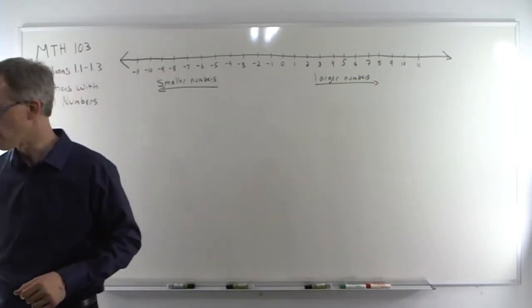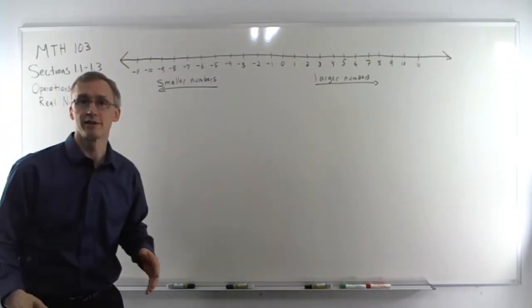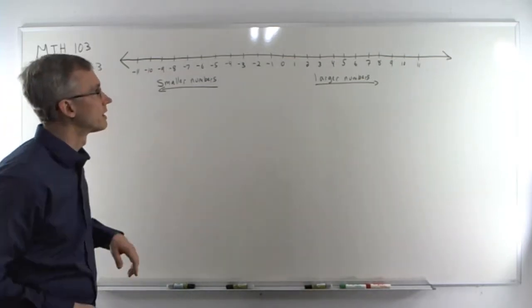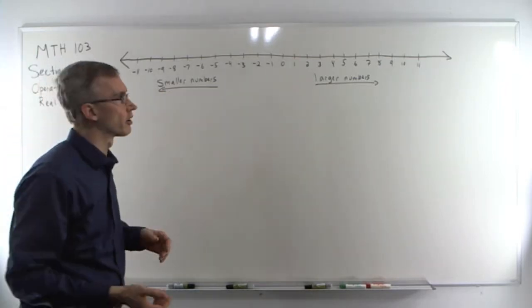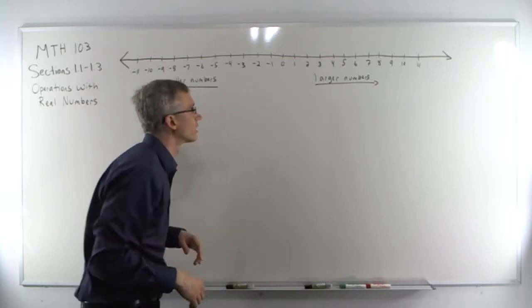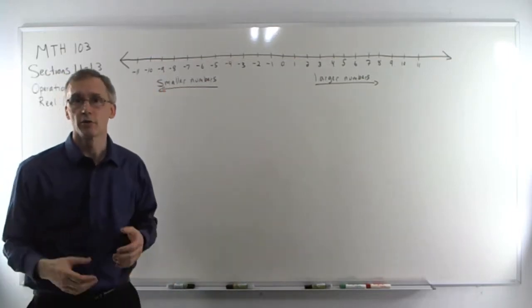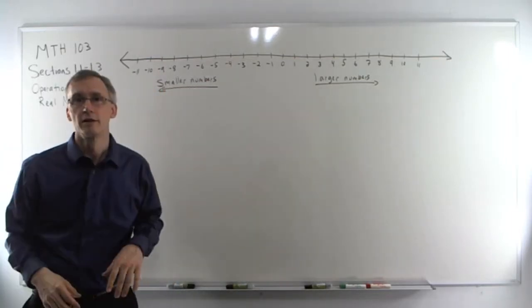We're going to start off with ordering numbers and the less than or greater than symbol. So here's a number line, and as you can see, as we go to the left on the number line, the numbers get smaller. As we go to the right on the number line, the numbers get larger. And we're going to be able to use this number line to order numbers.